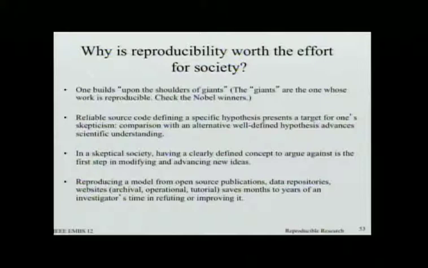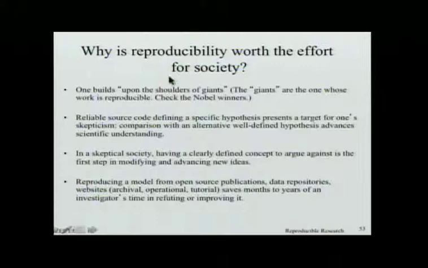Is it worth it for society? The old story, one builds on the shoulders of giants. And when I think of Nobel Prize winners like Hans Krebs or Hodgkin and Huxley, their work was reproducible. You can reproduce every figure in the Hodgkin-Huxley 1952 paper from the paper. And they didn't give the code, but it's close enough, they gave the right equations. Nowadays, with more complicated things than Hodgkin-Huxley, you need more code and you need to execute it with known solvers. So that's the source code idea.